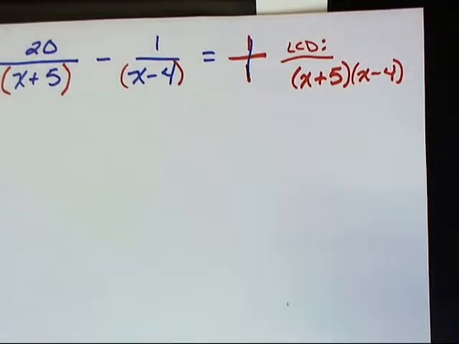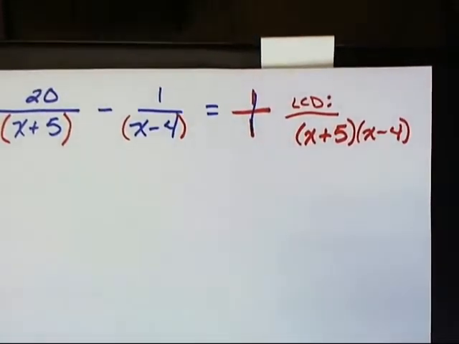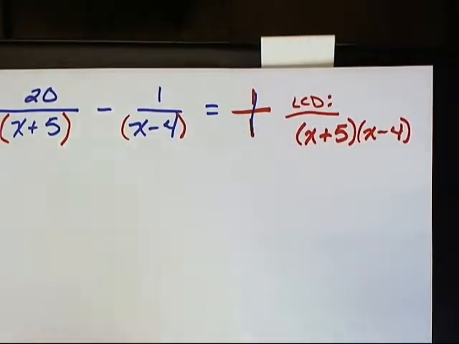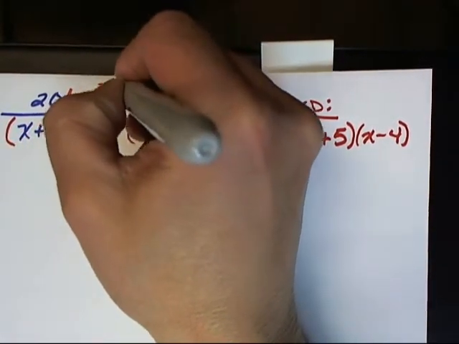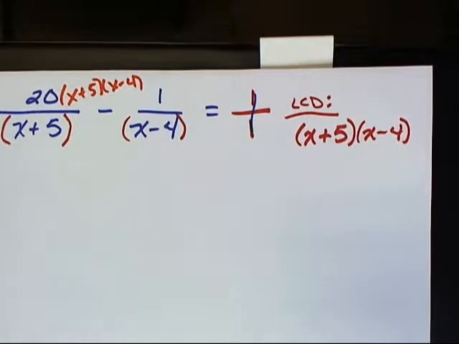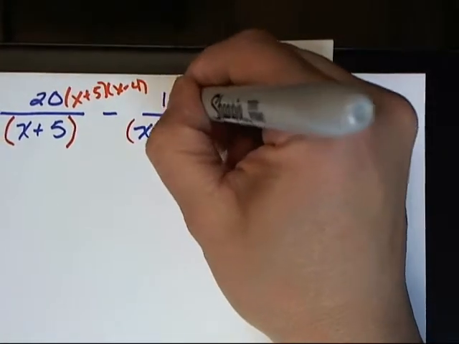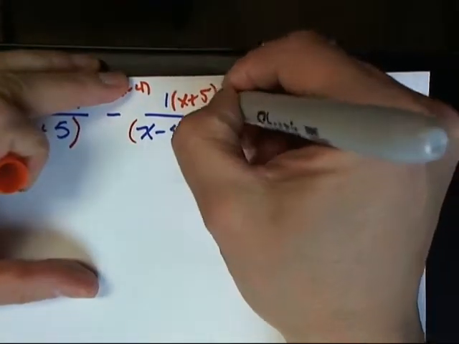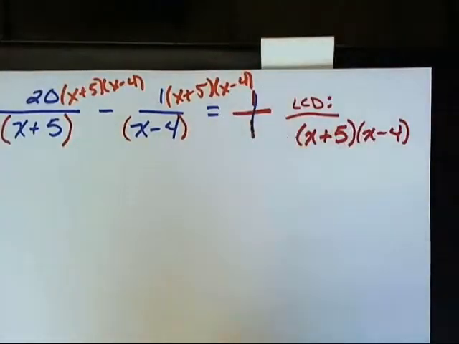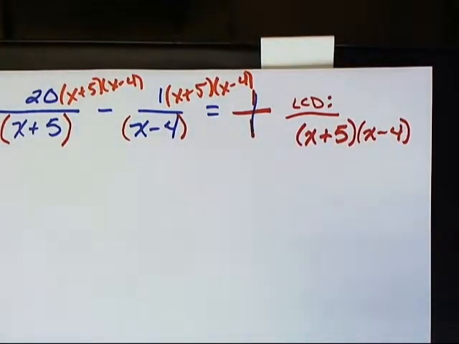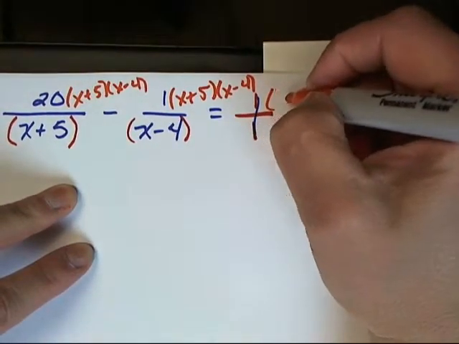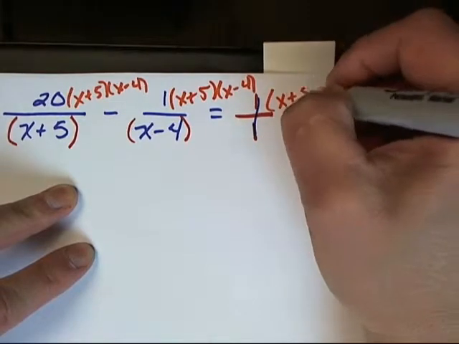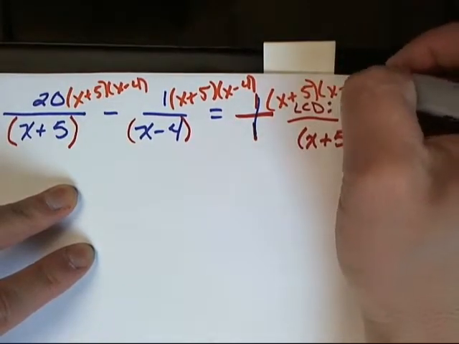Now that I've found my LCD, I multiply every single top part of my equation, both sides, by the entire LCD. So this 20 gets multiplied by x plus 5 times x minus 4. The x minus 4 gets multiplied by x plus 5 times x minus 4. Both sides of the equal sign, whether something's going to cancel out and be pretty for us or not, gets multiplied. So the 1 over here on the right side also gets multiplied by x plus 5 times x minus 4.